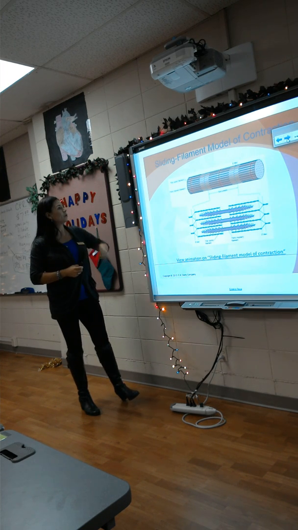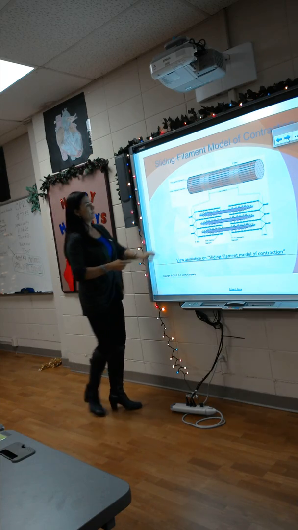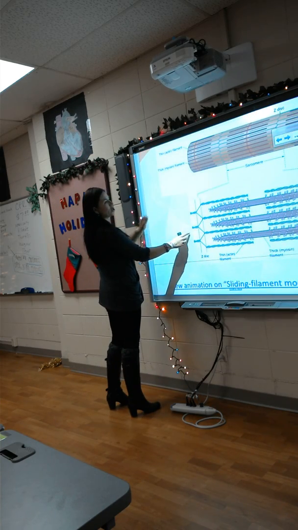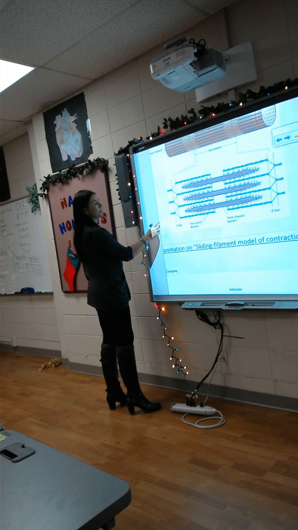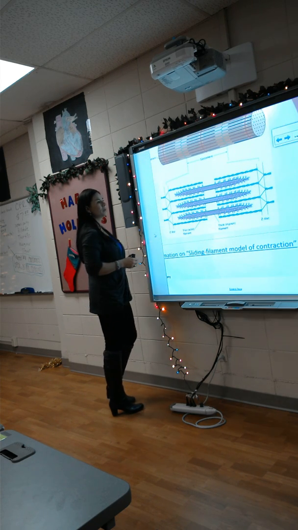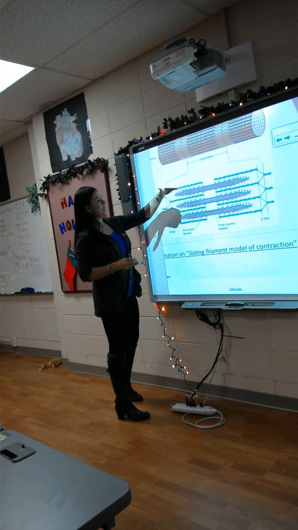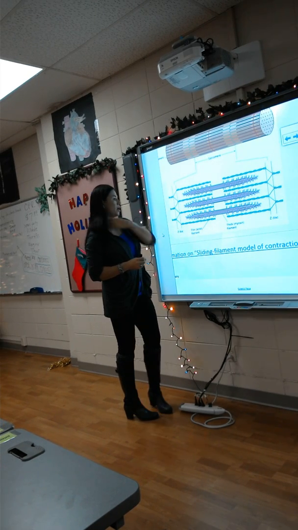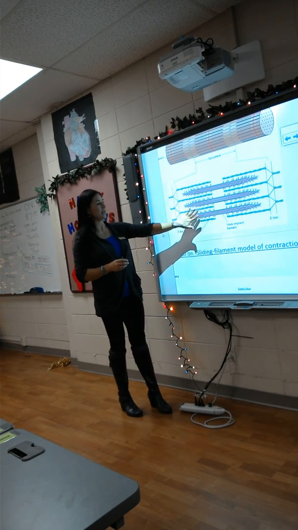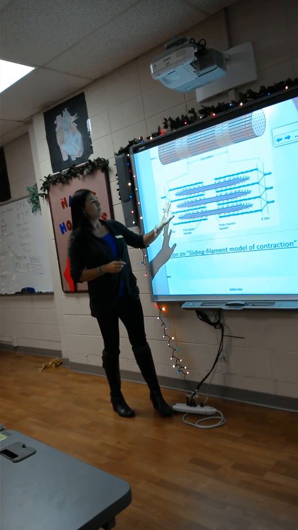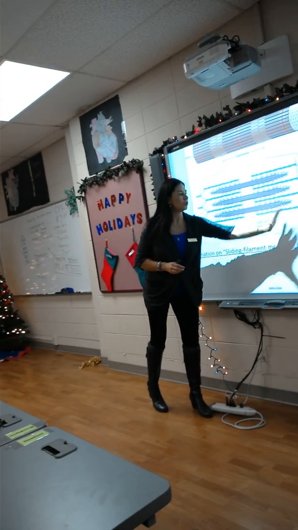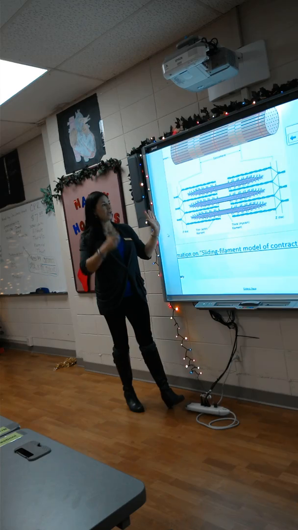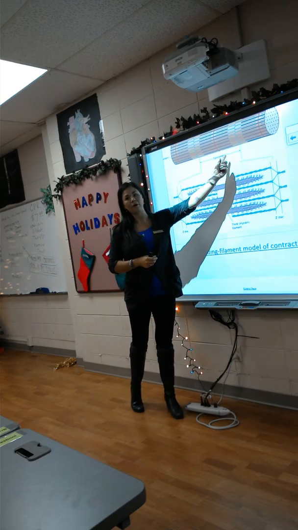This myofibril has the thick and thin filaments, and this is where your actual contraction is taking place, in a myofibril. Your thin and thick filaments, you have several of them together, and they don't actually touch. They do sit like this in a lattice work. And this one unit of those two things is called a sarcomere.